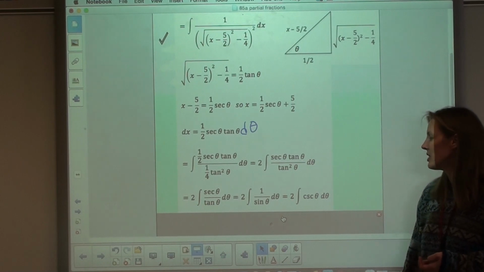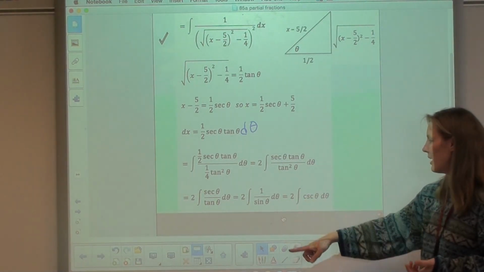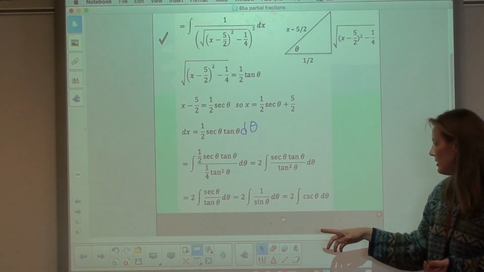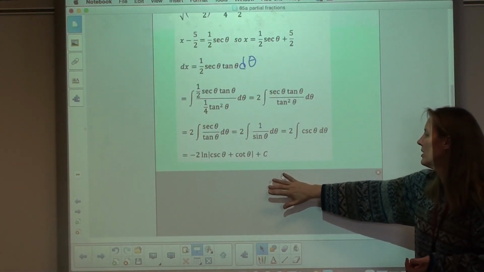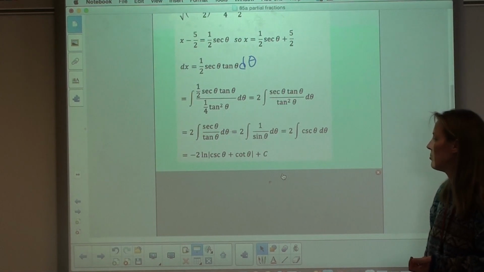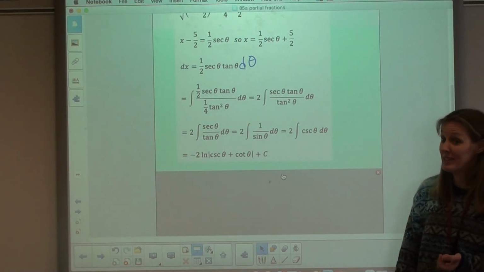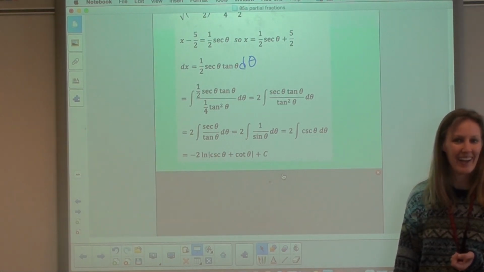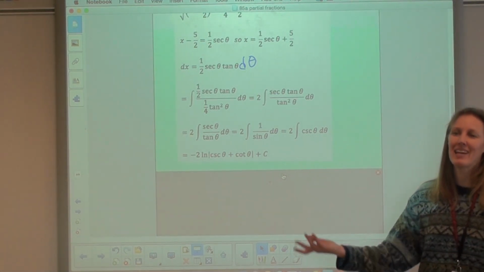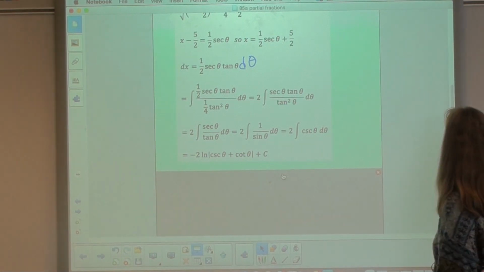Secant over tangent actually simplifies to 1 over sine, so you end up with 2 cosecant. So our integral then is -2 natural log of cosecant plus cotangent. Are we done? No. Of course not, because we need to replace our thetas with x's.